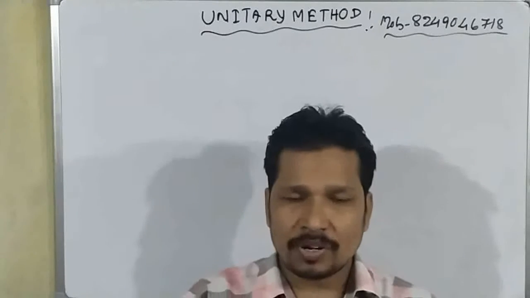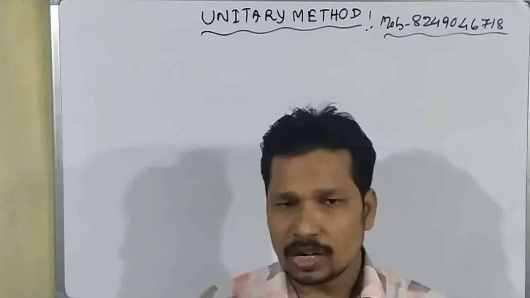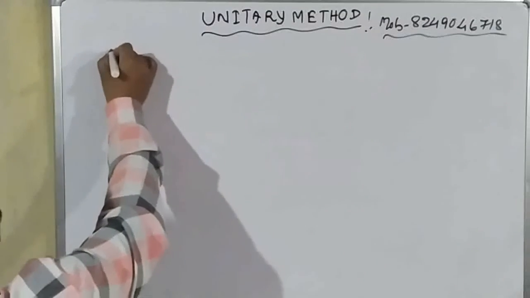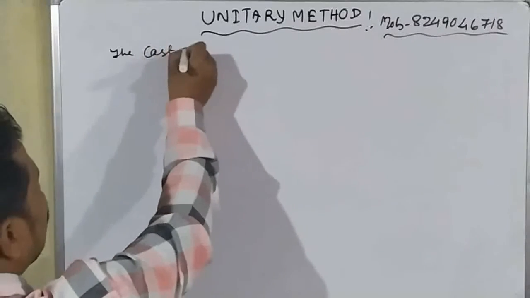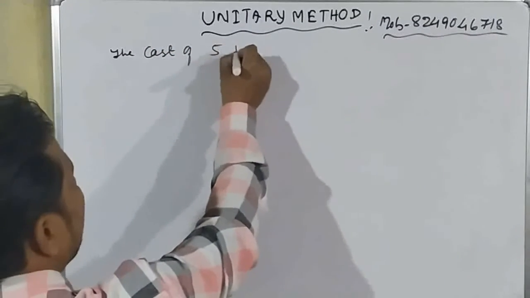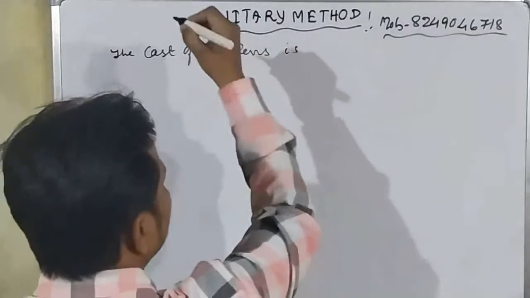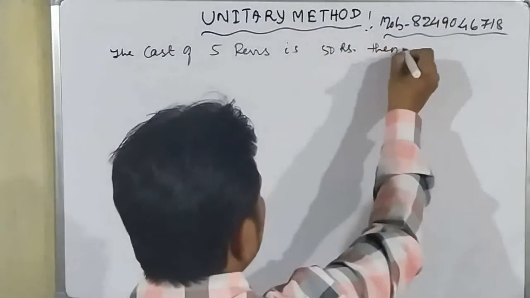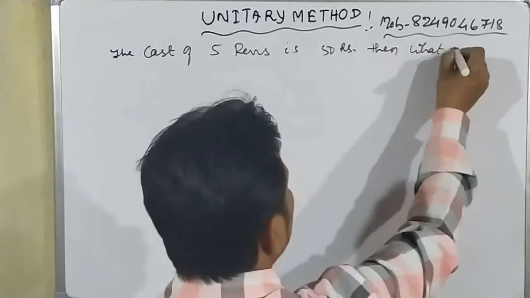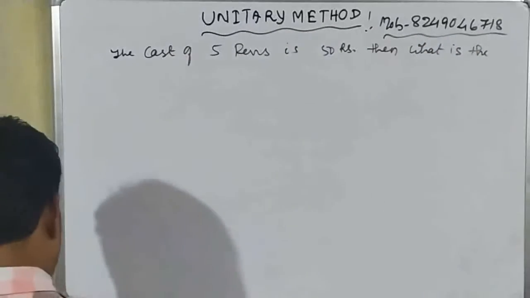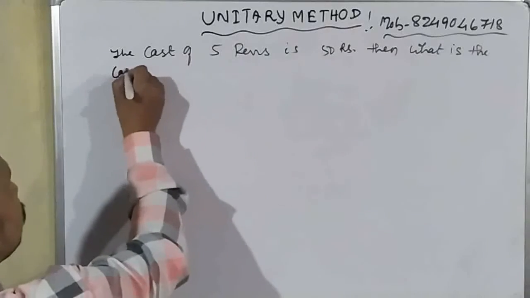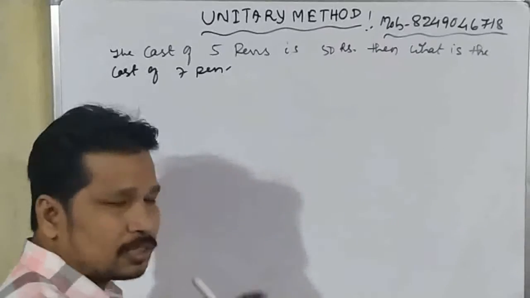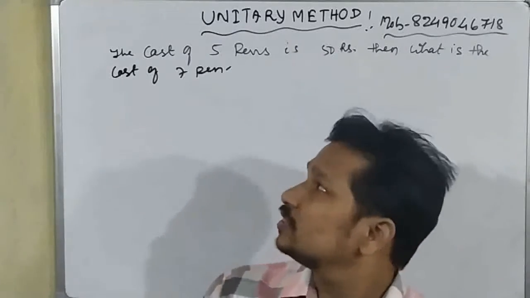So students, from one example, let us start our study. Suppose the cost of 5 pens is 50 rupees. Then what is the cost of 7 pens? To solve these problems, we have to follow the unitary method.